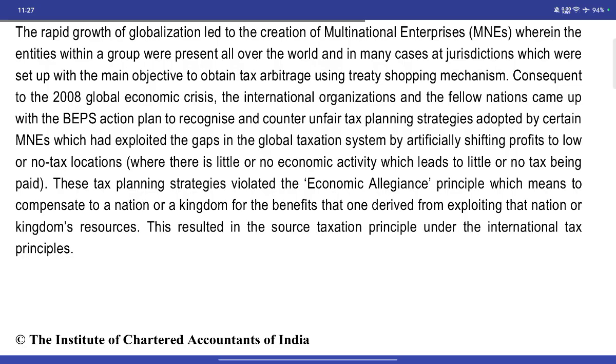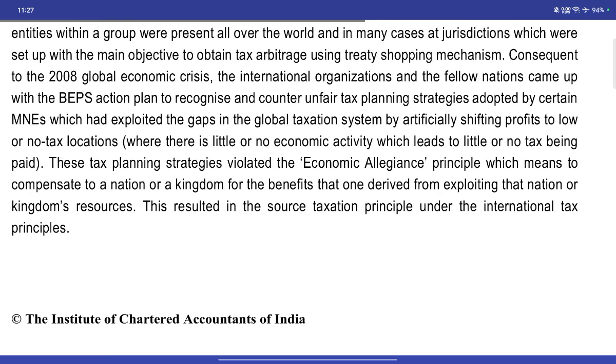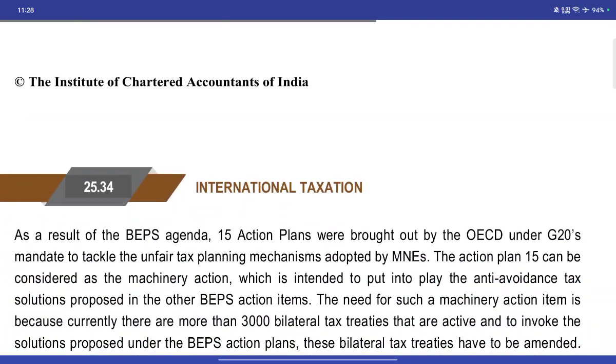Following the 2008 global economic crisis, the Organisation for Economic Co-operation and Development came up with the BEPS action plan to counter unfair tax planning and strategies adopted by certain multinational enterprises, which exploited gaps in the global tax system to artificially shift profits to low or no-tax jurisdictions, where there is little or no economic activity, leading to little or no tax being paid. These tax planning strategies violated economic allegiance principles, which mean to compensate a nation for the benefits derived from exploiting its resources. This results in the source taxation principle under international law.